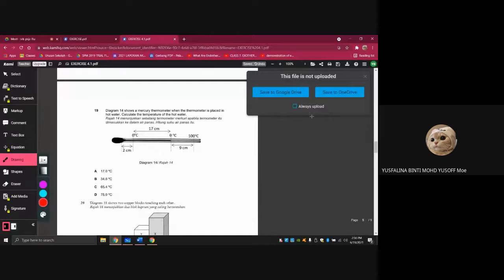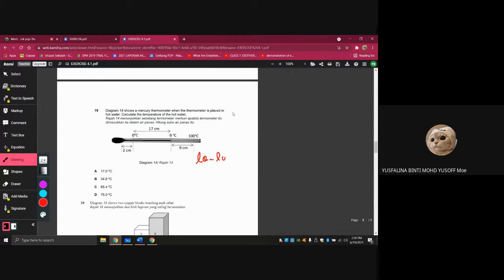For number 19, I noticed some of you still don't know how to calculate the temperature. So I'll give you the formula. This is the formula: L theta minus L0, over L100 minus L0, times 100. L theta is the length of the mercury with the temperature that you need to find. Here, they ask you to find the length of the mercury at theta.